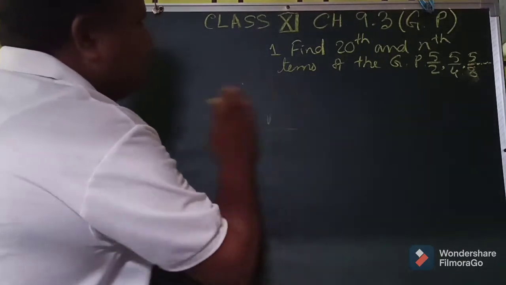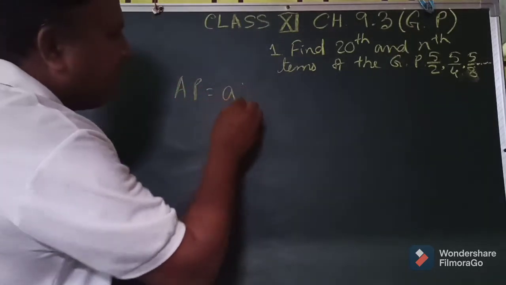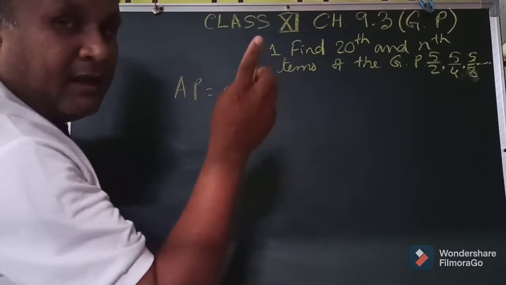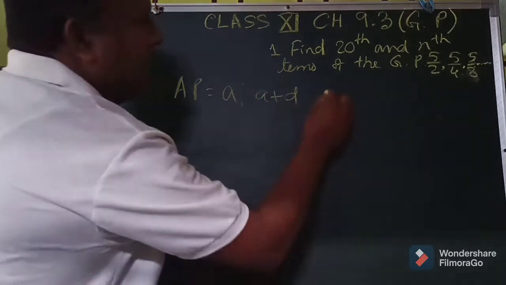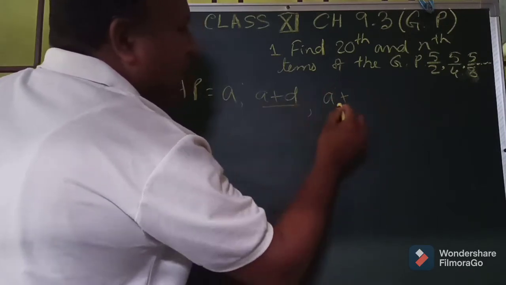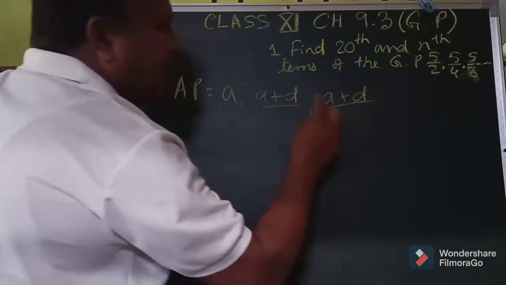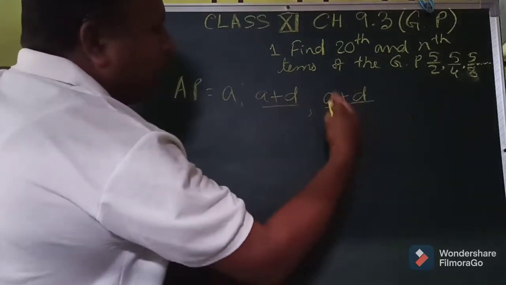Look at this. AP, look at this. AP is equal to what? This is the first term, and if D is the common difference, then I can write A plus D, A plus... We always add D to the previous number, along with the previous number.